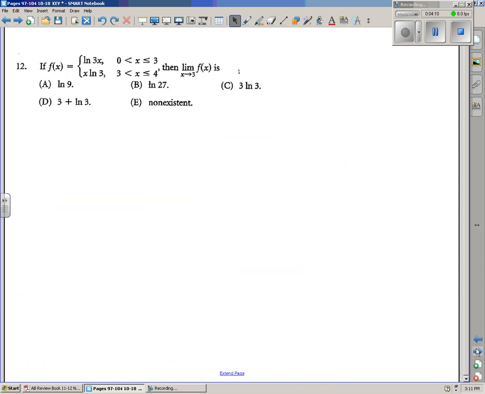Okay. All right, number 12. Number 12 says, if f of x is given by this piecewise function, the limit as x approaches 3 of f of x is. Well, I really need to evaluate my limits coming from the left and from the right. You need to see if they agree with each other. So I have the limit as x goes to 3 of ln of 3x. And I would be coming from the left, technically.